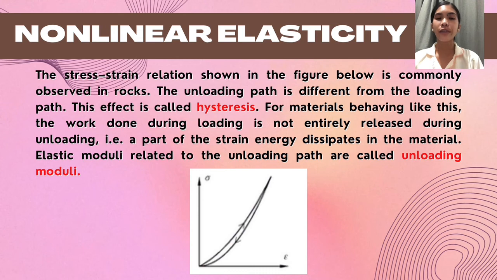We can see a figure below. The stress-strain relation shown in this figure is commonly observed in rocks. The unloading path is different from the loading path, and this is what we call hysteresis. For materials behaving like this, the work done during loading is not entirely released during unloading. And the elastic moduli related to the unloading path are called the unloading moduli. Let's look at the figure below, where we can see the effect called hysteresis and the unloading moduli.